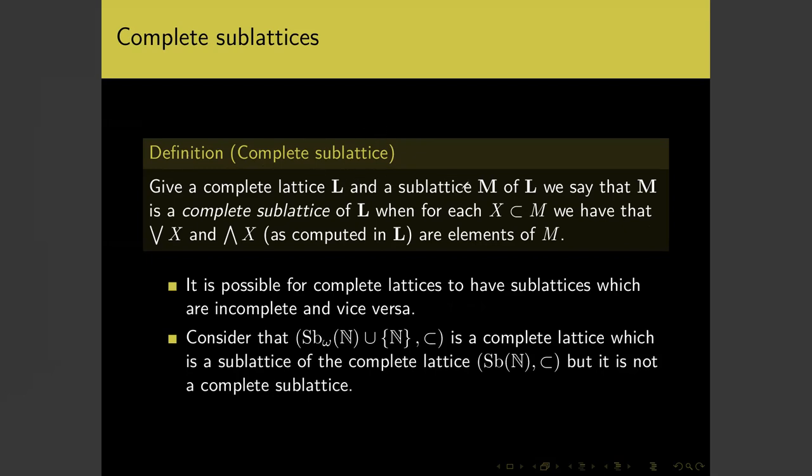So if we have a complete lattice L and a sublattice M of L, we say that M is a complete sublattice when, given any subset X of M, we have that the join, the supremum, and the infimum of X as computed in the lattice L are elements of M. So these least upper bounds and greatest lower bounds must actually be computed in the original big lattice L. And if it happens that they are still elements of M, then that's the situation where we say that M is a complete sublattice of L.